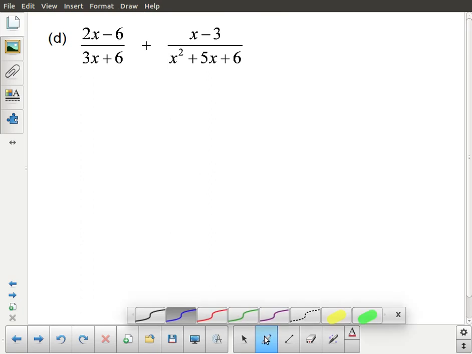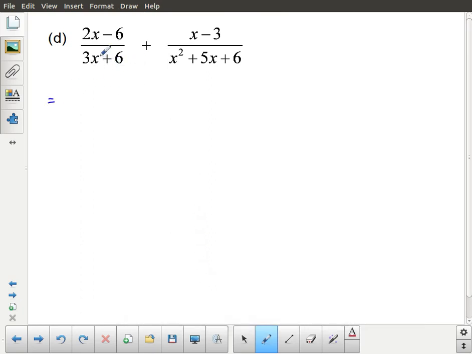Okay, moving on to something even more complicated looking. Once again, I'm going to start with my factoring step. Don't forget to factor numbers as well. In this case, I have a common factor of 2 in the numerator, which gives me x minus 3 as the other factor. 3 in the denominator, which gives me x plus 2 as my factor. X minus 3 is already as factored as it's going to be.